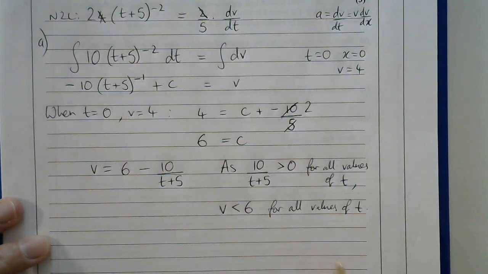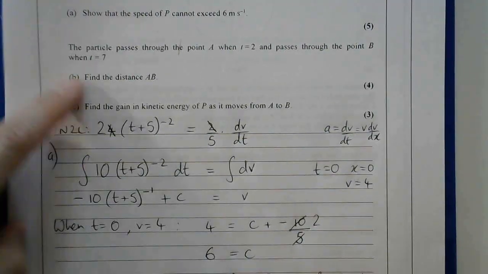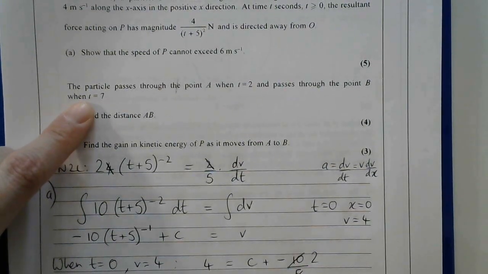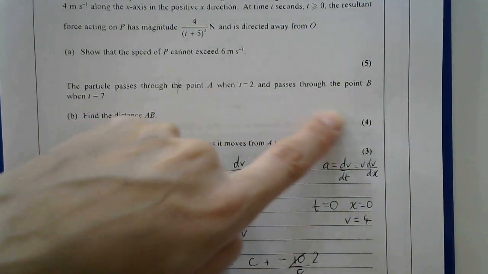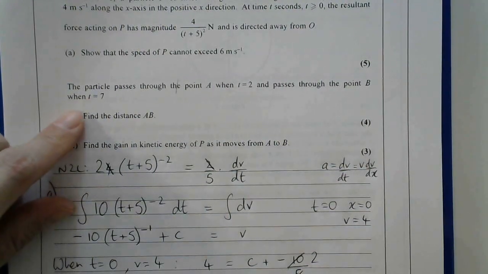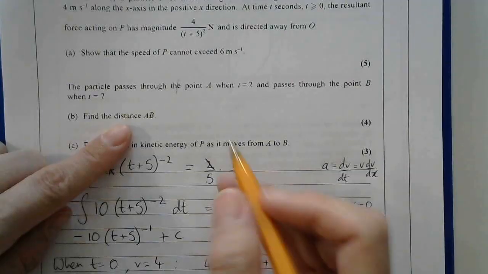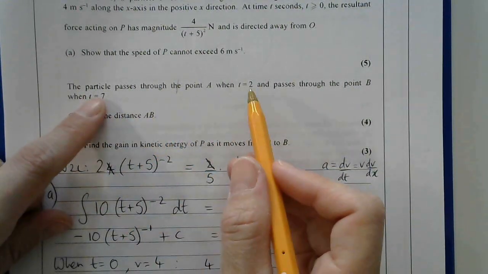Then part B. So in part B, they give me this information that the particle passes through this particular point A when time is 2 and passes through a point B when the time is 7, and they want the distance. So basically they want the relationship between x and t.